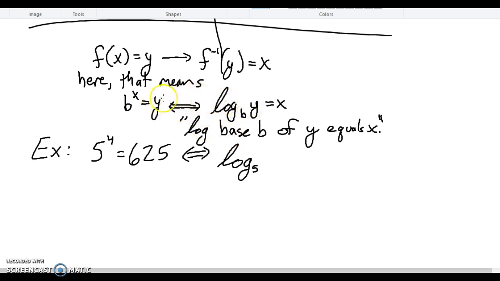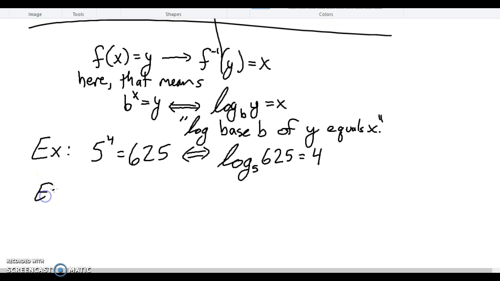And then x and y switched places. Here y was on the opposite side of the equals sign for my function. Here y is the input of my function. So it was on the opposite side, 625. That means we want log base 5 of 625, and that's equal to our previous input, which was 4. So all logarithms do is undo exponentials.